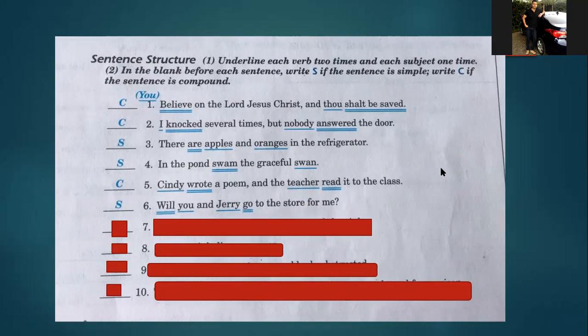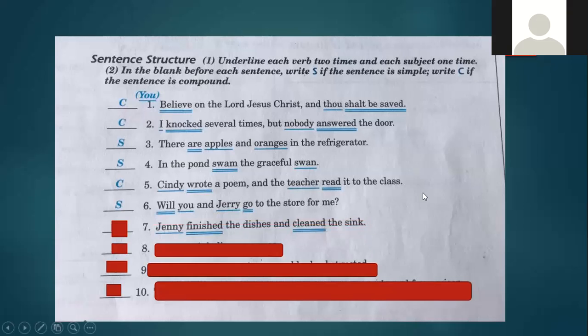Let's check it out. Number seven is Jenny finished the dishes and cleaned the sink. So we have here Jenny, the dishes are subject, finished and cleaned are the verb. Yes, well done. Jenny subject, finished the verb, and then cleaned another verb. So it is simple.